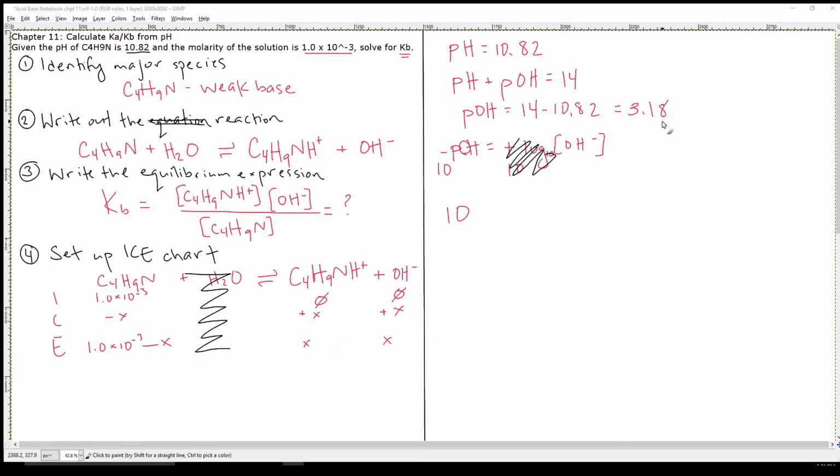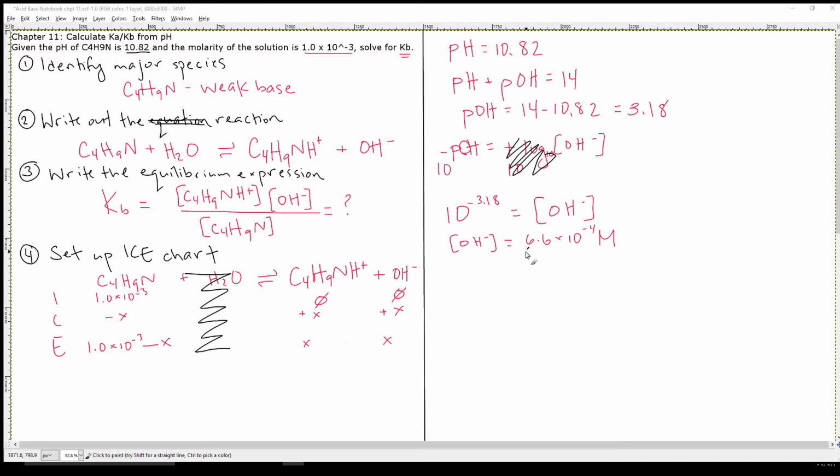So what is our pOH? 3.18. So 10 to the negative 3.18 equals the concentration of our hydroxide ions. That's pretty cool. So we know the concentration of our hydroxide ions. I need to start not using as much space. The concentration of our hydroxide ions is equal to 6.6 times 10 to the negative fourth molar. Don't leave off your units. Don't get too comfortable.